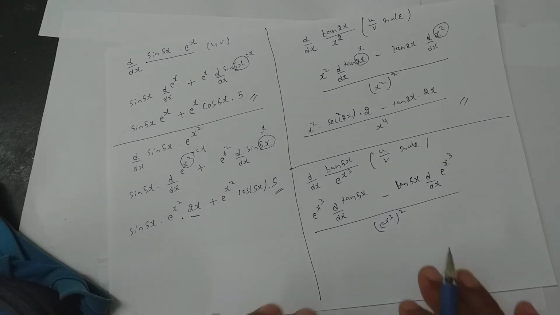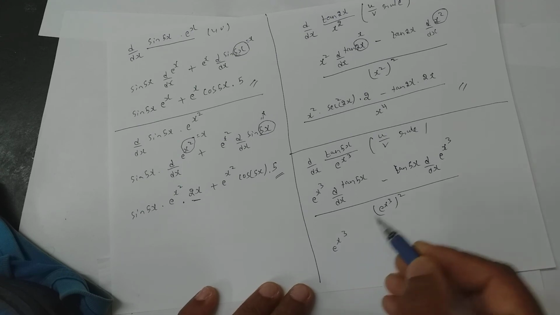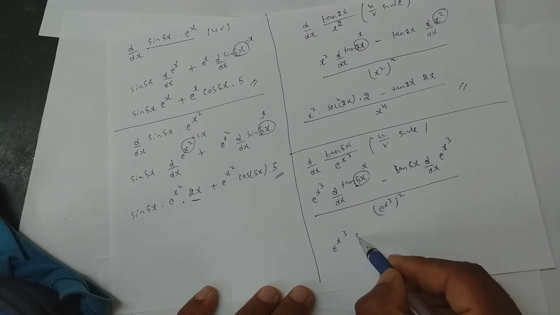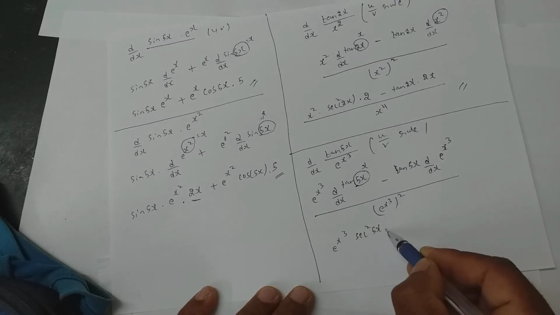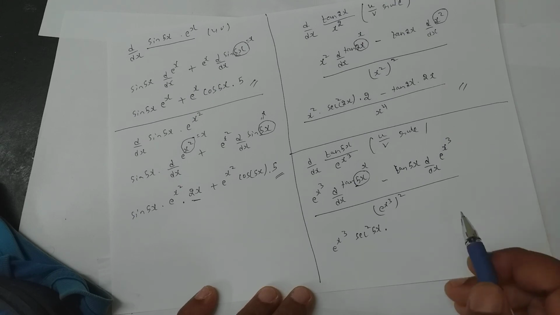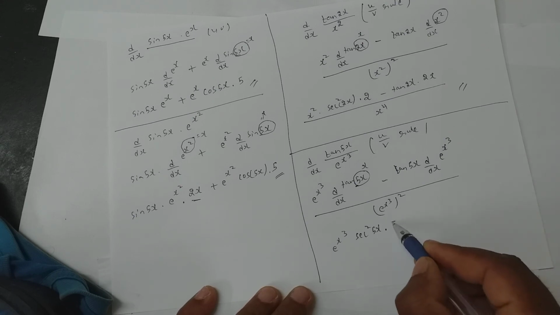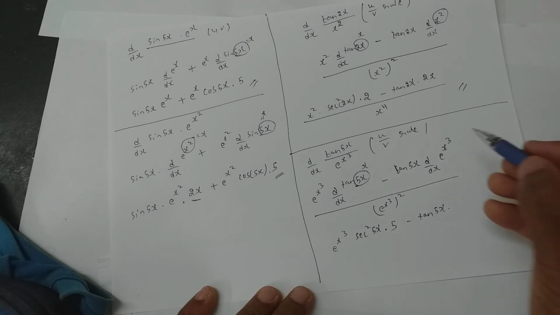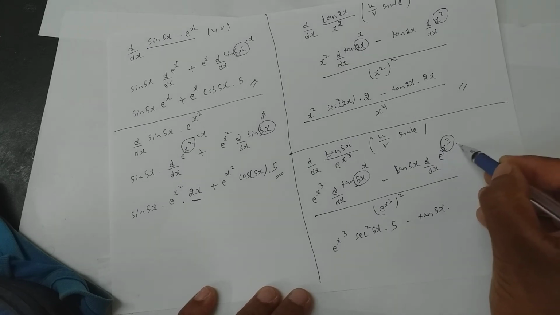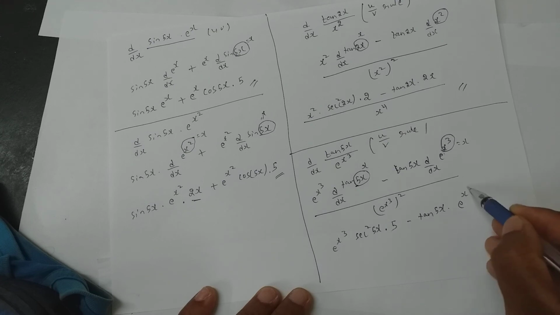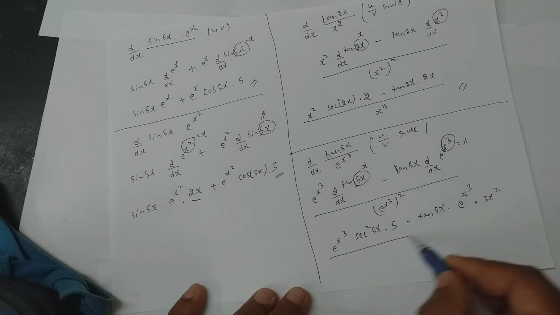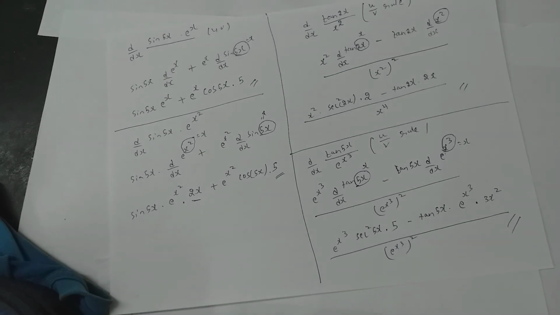Clear till here? Now e power x cube, you need to assume it to be x. So what is the tan x derivative? Secant square x. So secant square 5x into your assumed x. So d by dx of 5x is 5. Okay students, minus tan 5x into, again you need to assume it to be x. So e power x derivative is e power x into d by dx of your assumed x cube, whose derivative is 3x square, by e power x cube whole square. Leave it like that. This is the answer.